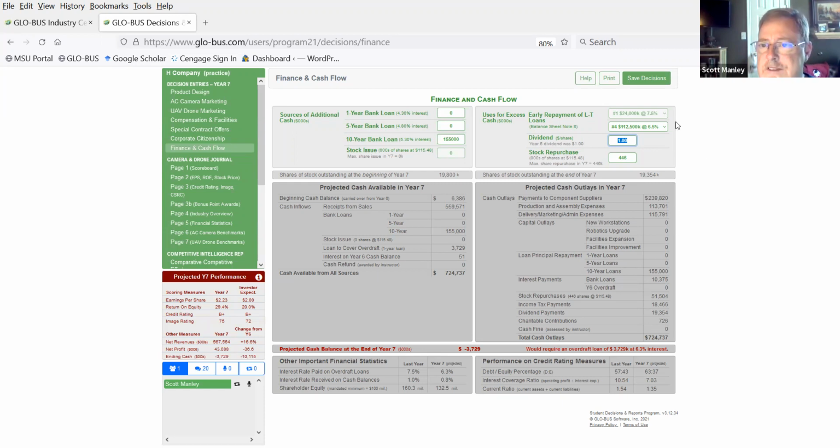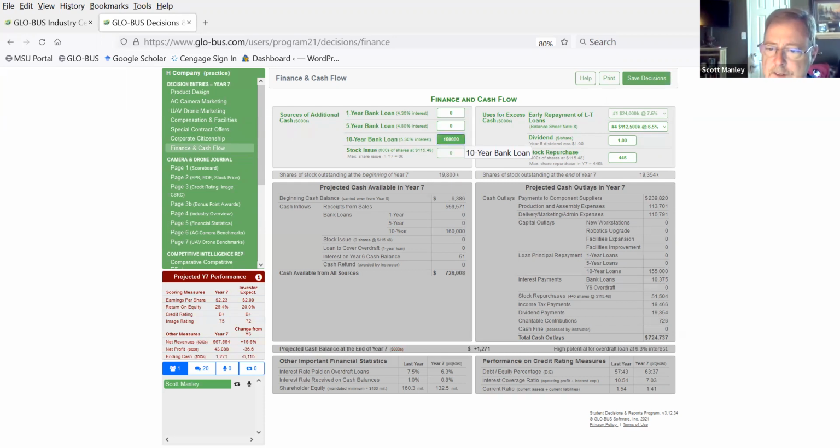We should always be seeking to reduce our weighted average cost of capital. And I've got two outstanding loans, one at 7.5% and one at 6.5%. So I'm going to pay off those two loans and I'm going to refinance that with a new 10-year loan at 5.3% interest. Now, right now, you'll see that I've got a cash shortage. So I definitely want to cover that cash shortage.